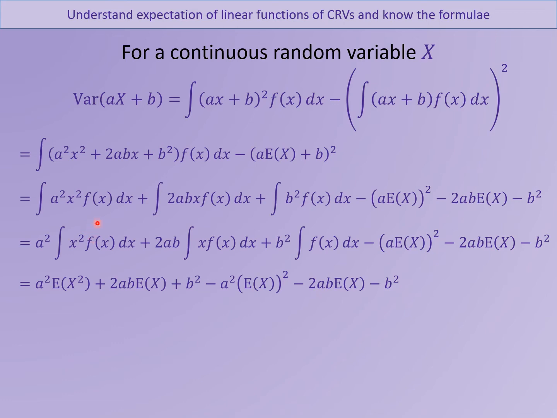And now we can see that this integral here, the integral of x squared f of x, is just the expected value of x squared. This integral here, the integral of x f of x, is just the expected value of x. And this here is just 1, because we've got the integral of f of x from negative infinity to positive infinity. So this just becomes b squared here. For the moment, these parts at the end have all remained unchanged.